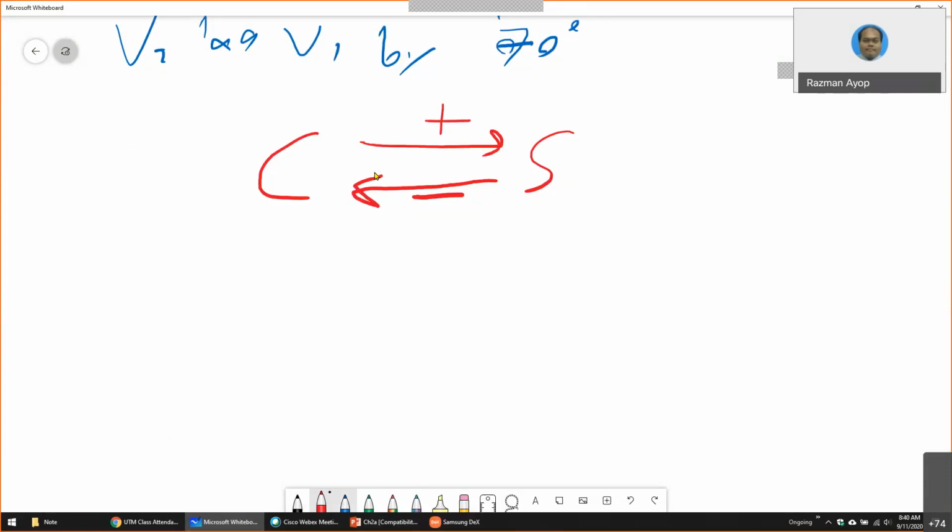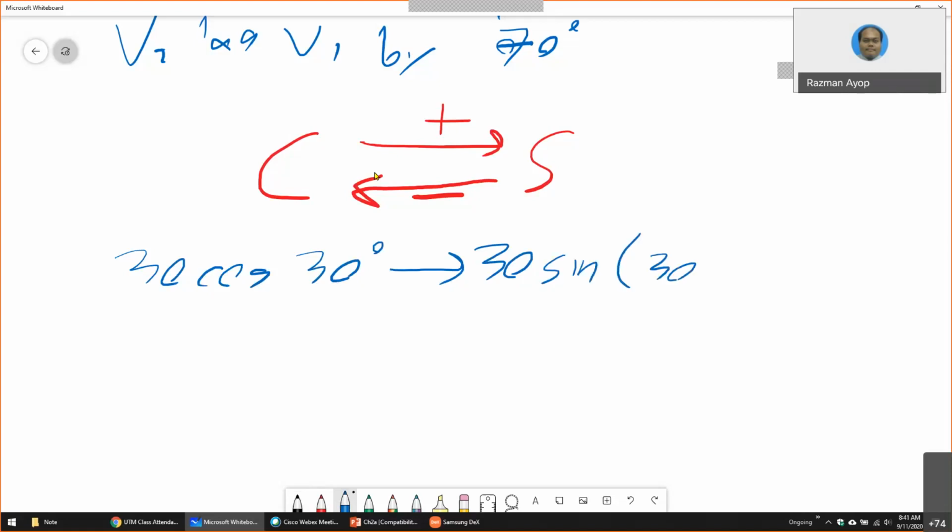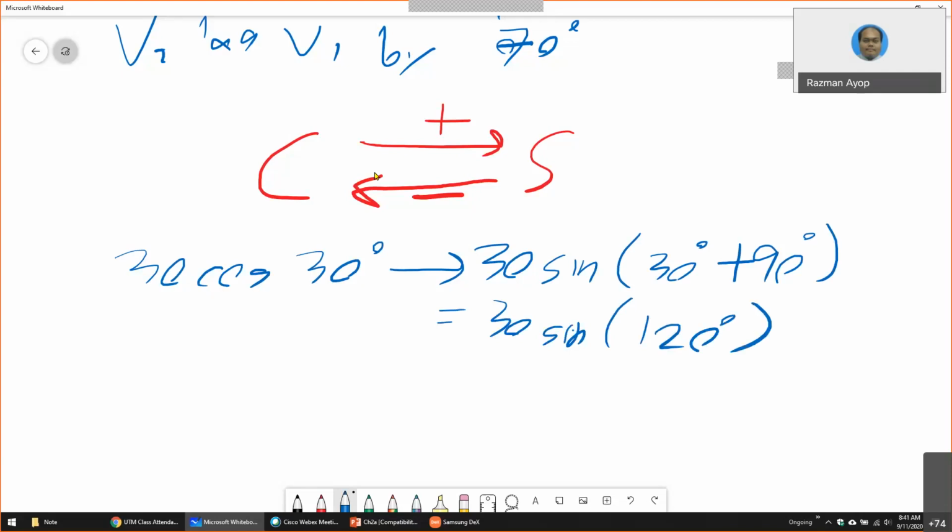So how do you do this? For example, you have 30 cos(30 degrees). You want to convert to a sine wave, so just copy back the magnitude 30. Cos is converted to sine, then 30 degrees, so C to S is plus 90. So you get the answer 30 sine(120 degrees). So that is how you use this.